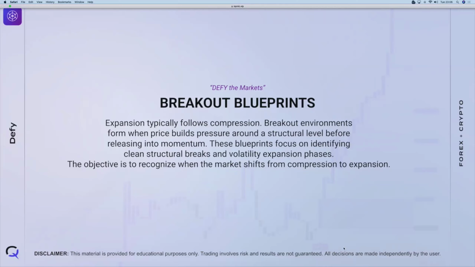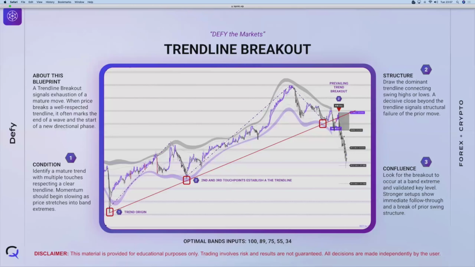So we want to help you identify breakout environments when price is building up pressure around a particular structure level before releasing into momentum and moving from that zone. So this blueprint is going to focus on identifying clean structural breaks and volatility expansions. The objective again here is not to recognize when the market is shifting in a large direction. The objective is to recognize when the market is shifting from compression to expansion in a very set range. Let's take a look.